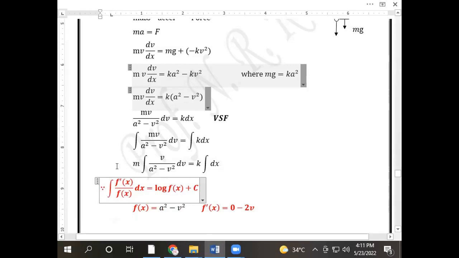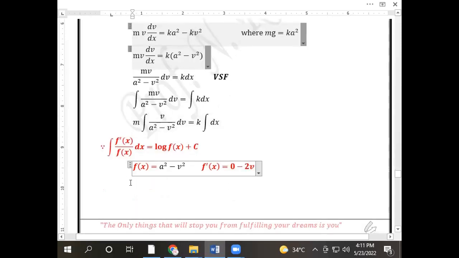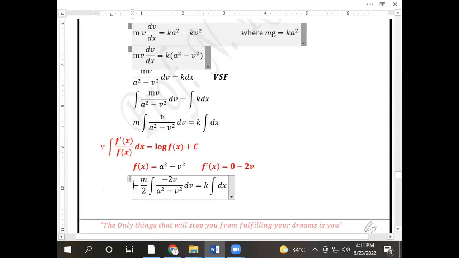And we have to use this formula. The integration of f dash of x upon f of x dx is equal to log of f of x plus c. When we observe here, the function f of x is equal to a square minus v square. When we differentiate this function, we get minus 2v. The 2v is not present in my numerator, so we have to make the adjustment of 2 in the numerator and the denominator. So the differential equation solution becomes minus m upon 2 integration minus 2v upon a square minus v square dv is equal to k integration dx.